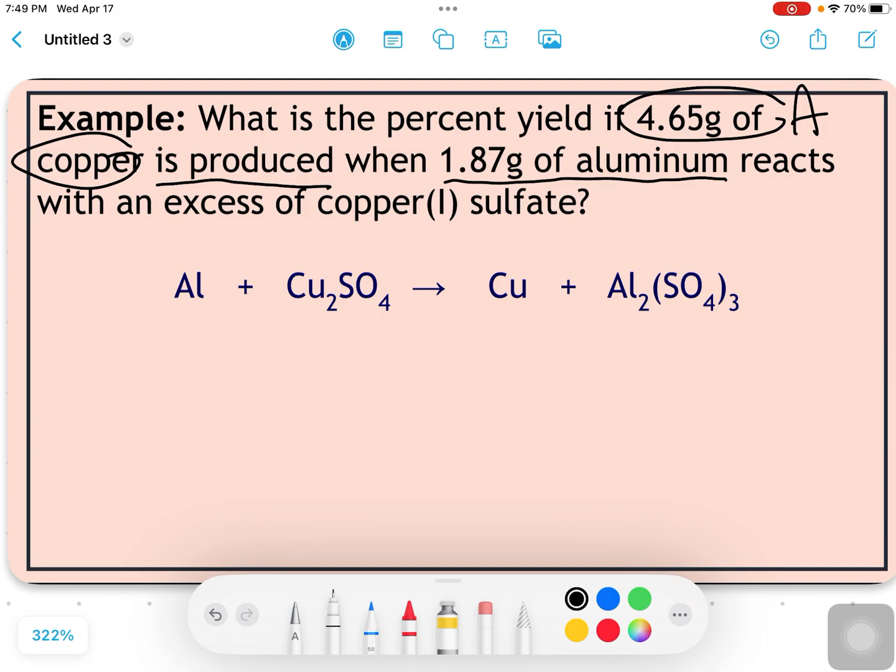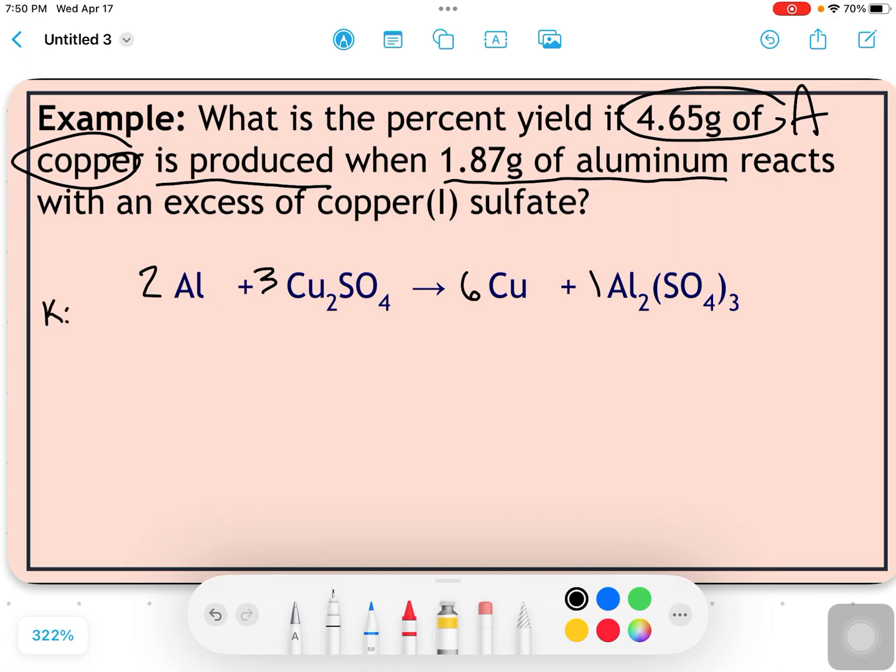Also, I noticed your equation is not balanced. Again, if you have issues with this, please come see me so we can get this figured out. But you should have a 2. It should be 3 copper sulfate with 6 coppers plus 1 aluminum sulfate. So that is your balanced equation. So our actual is 4.65 grams of copper, because we see the words is produced. Then we see 1.87 grams of aluminum, and that is going to be our known.